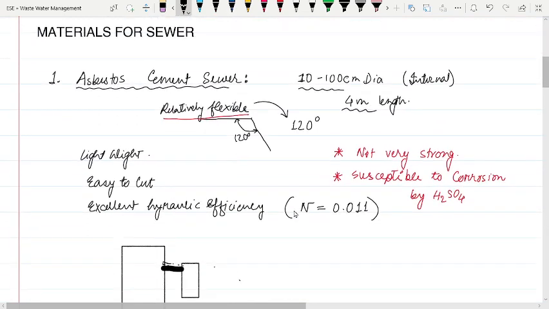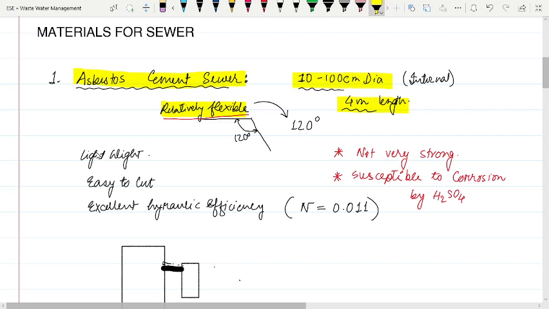But what are the materials we actually use? First, we are considering asbestos cement sewer. Asbestos cement sewers are generally relatively flexible. They are generally made with 10 to 100 centimeter internal diameter and are 4 meters in length. It is relatively flexible and can be bent about 120 degrees.